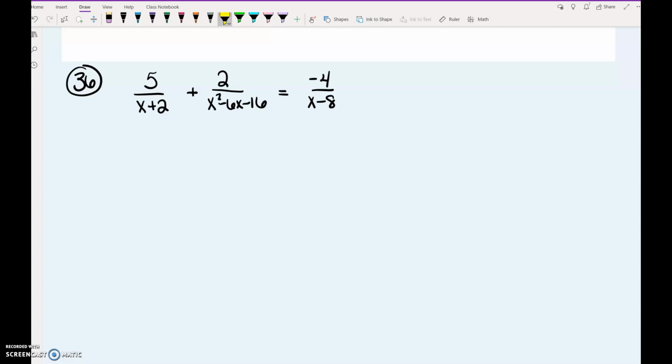Okay, what do you think we are going to need to do first in this problem? We're going to need to factor that x squared minus 6x minus 16. So we're looking for two numbers that multiply to give us negative 16 and add up to negative 6.